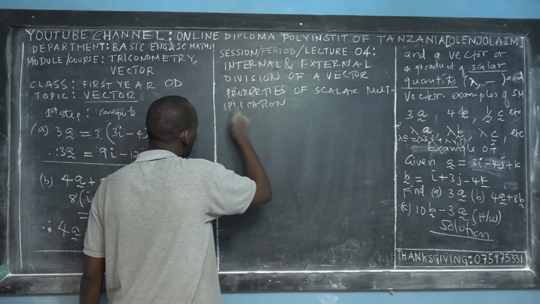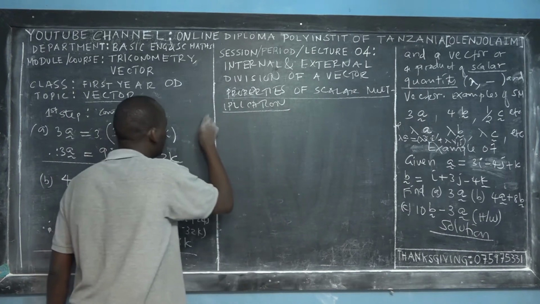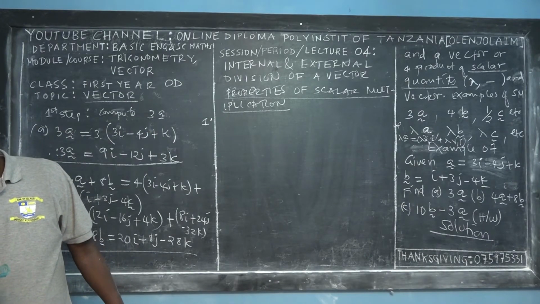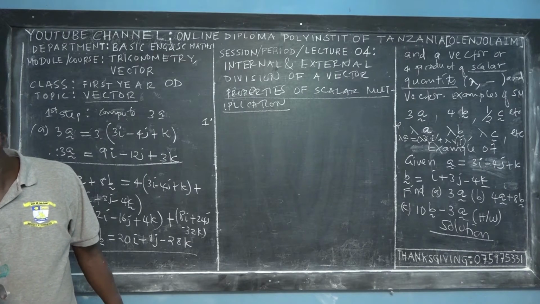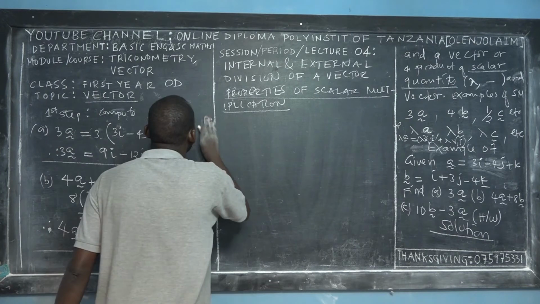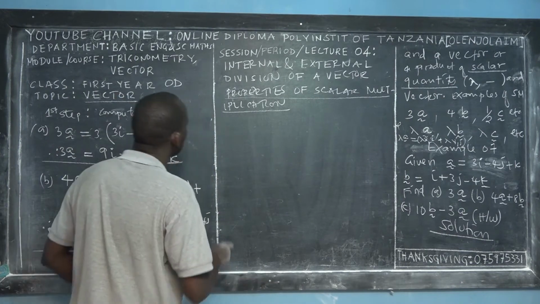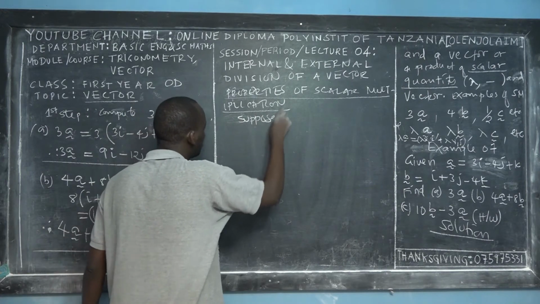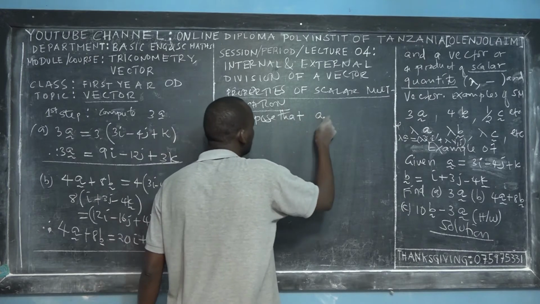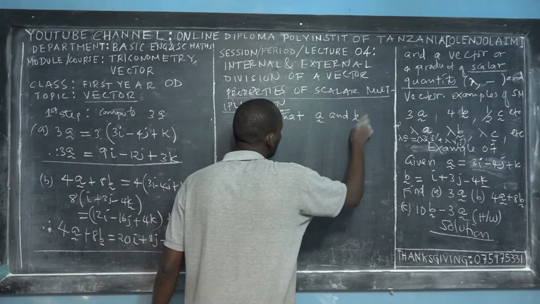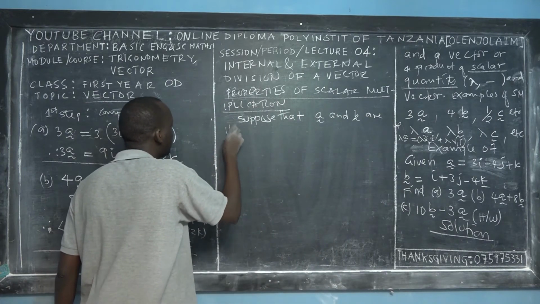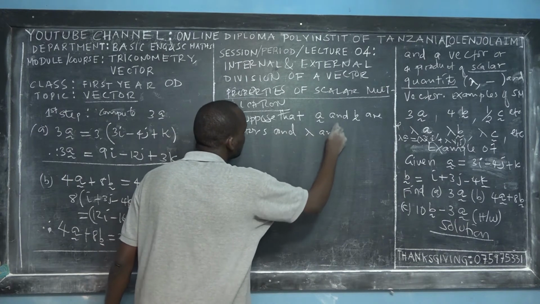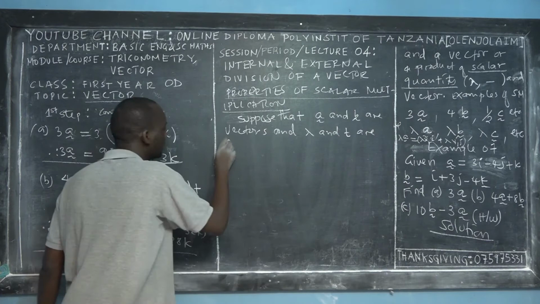What are the properties of scalar multiplication? So you have some of them. The first property: we are dealing with a scalar quantity now, not a real number. Let's suppose that A and B are vectors, positional vectors or displacement vectors, and lambda and T are any scalar quantities.